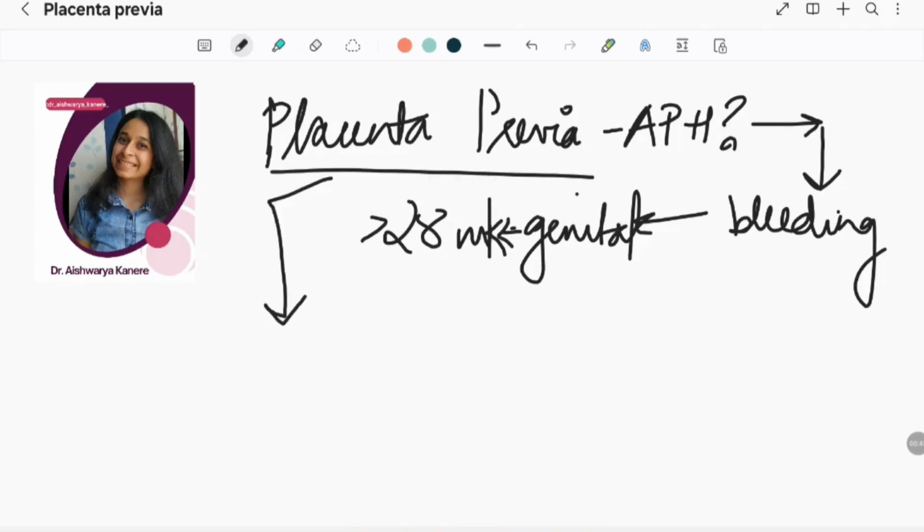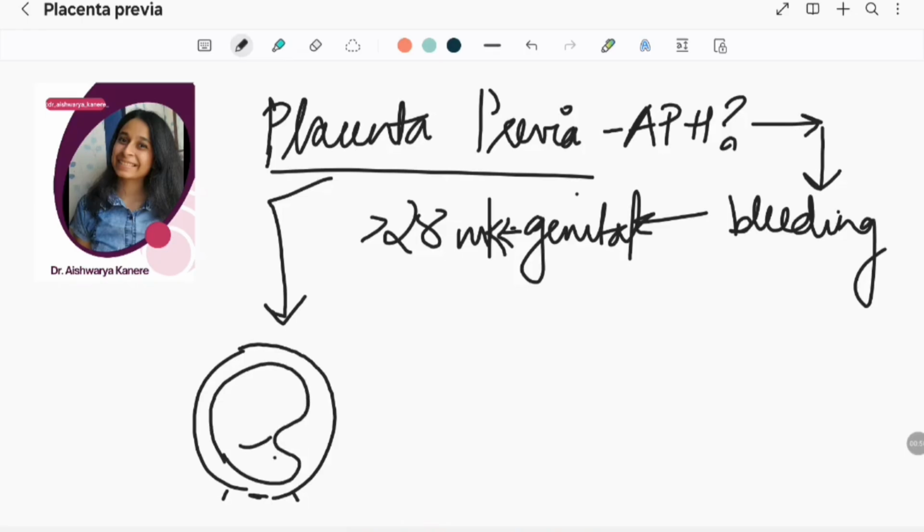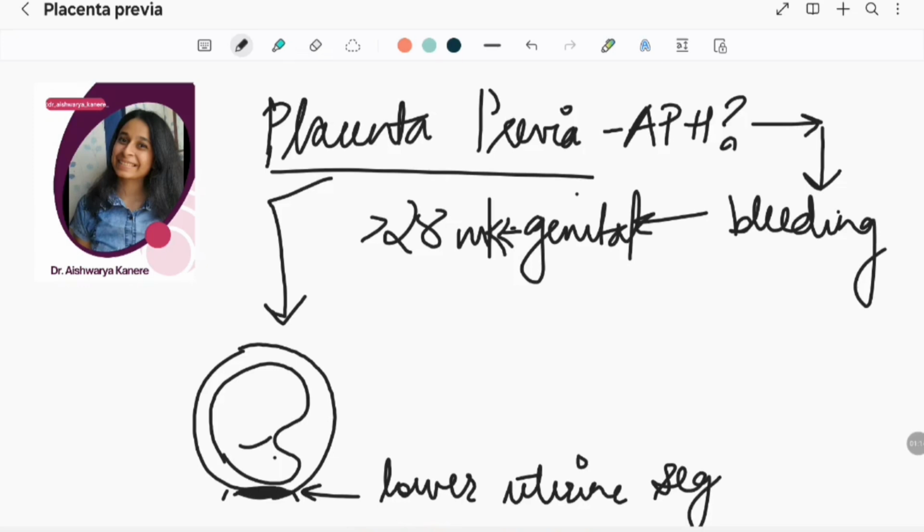So this placenta previa, when the placenta, suppose this is the uterus, this is the lower segment, and this is the baby. If the placenta is implanted somewhere at this portion, it is called placenta previa. So when the placenta is implanted partially or completely over the lower uterine segment, it is called placenta previa.